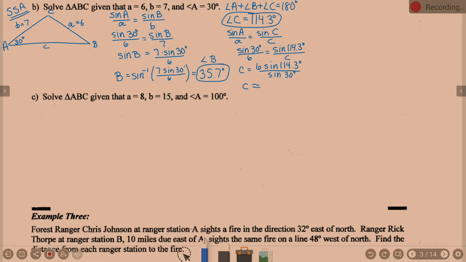Give me one decimal place. 10.9. Okay. We're halfway done with this problem. Oh, still got the other triangle. Okay. This is a scenario where we have two possible triangles.